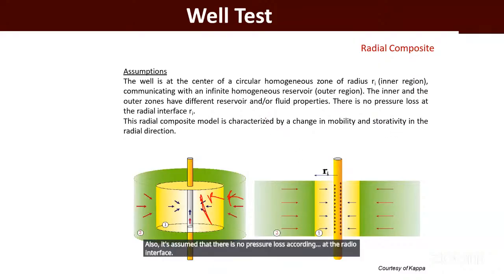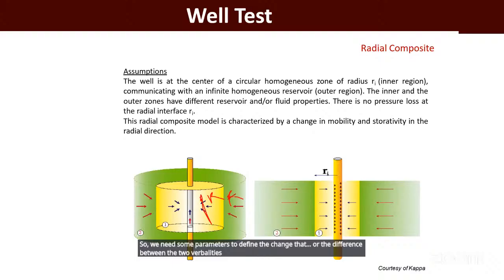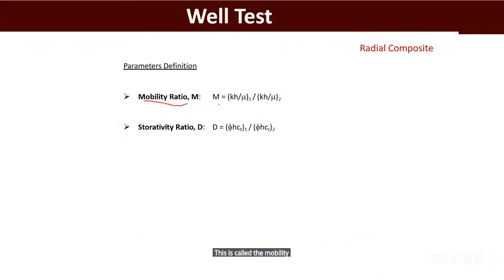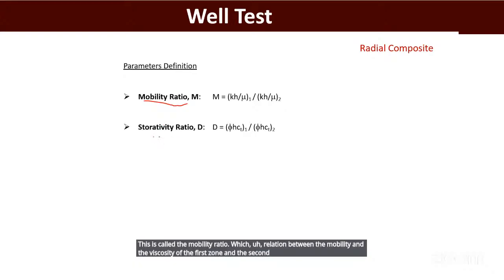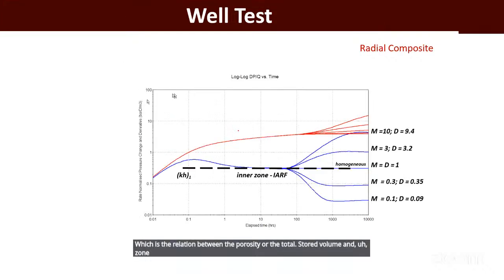So we need some parameters to define the difference between the two permeabilities of the outer zone and the inner zone. This is called the mobility ratio, which is a relation between the permeability and the viscosity of the first zone and second zone. Also, the storativity ratio, which is the relation between the porosity or the total stored volume in the inner zone and the outer zone.